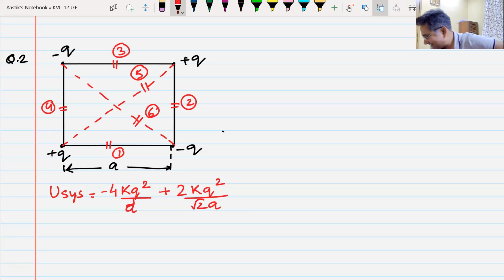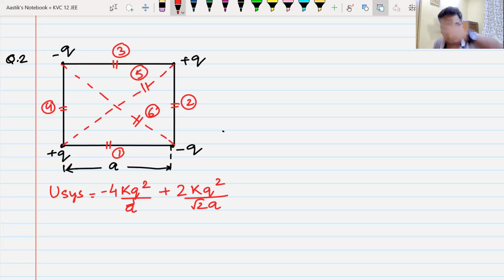Congratulations. You win. So that is how you must find out the energy of any system, by looking at the number of pairs, looking at the distance of the pairs, multiplying it and dividing it by the correct distance. That is how you find out the energy of any system. Have we got this?